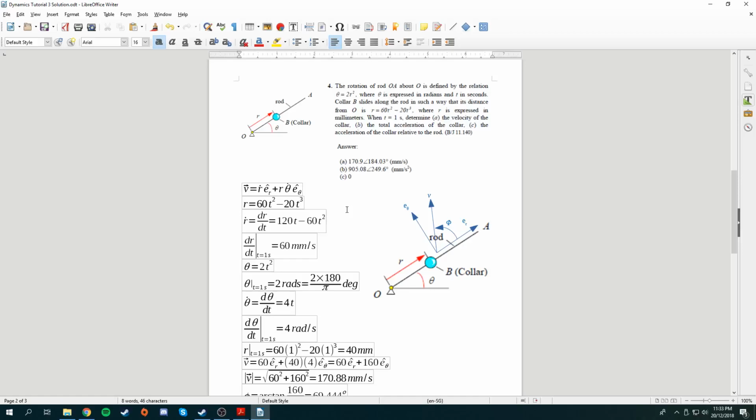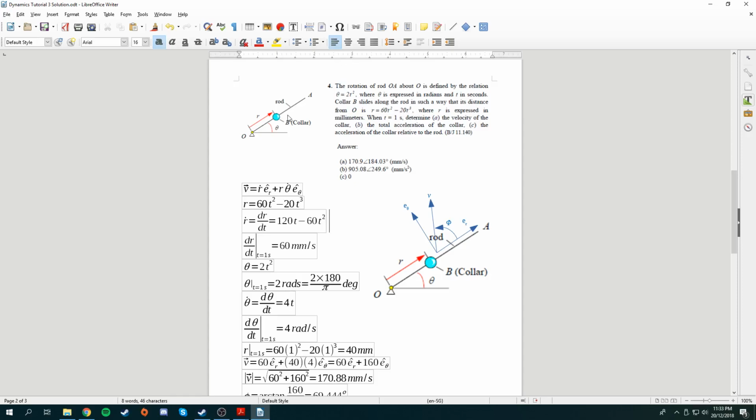Now, for question 4, we are tackling this question of a rotation of a rod with a collar on it. This question says that there's a rotation of the rod OA about the point O. And this theta is not a constant, and the R is also not a constant, it's time dependent. So over here we write that theta is 2t squared and R is 60t squared minus 20t cubed.